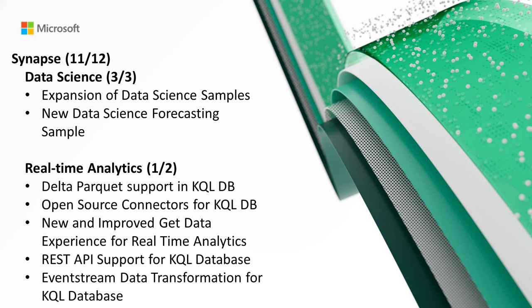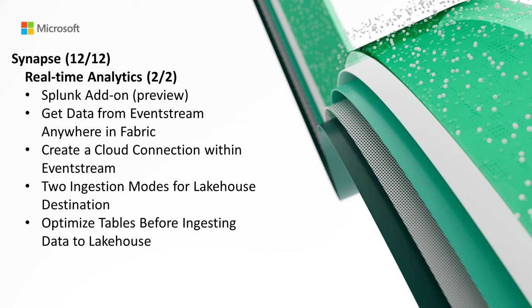Moving on to real-time analytics, we have Delta Parquet support in KQL DB, open source connectors for KQL DB, new and improved get data experience for real-time analytics, REST API support for KQL database, event stream data transformation for KQL database, Splunk add-on preview, get data from event stream anywhere in Fabric, create a cloud connection within event stream, two ingestion modes for Lakehouse destination, optimize tables before ingesting data to Lakehouse.